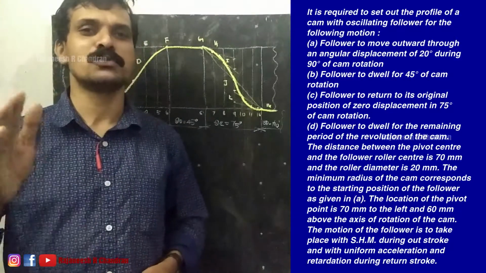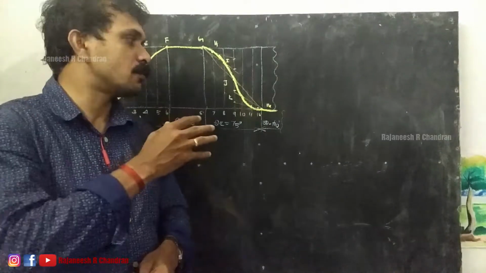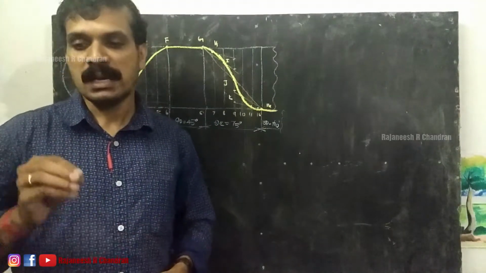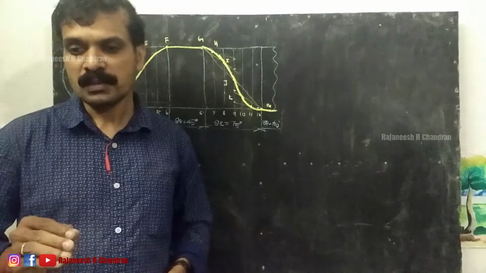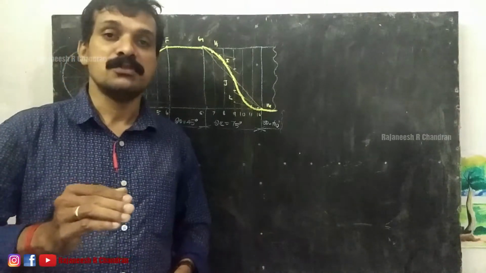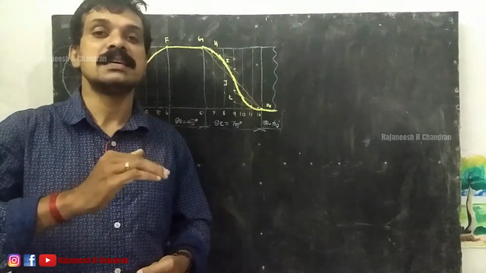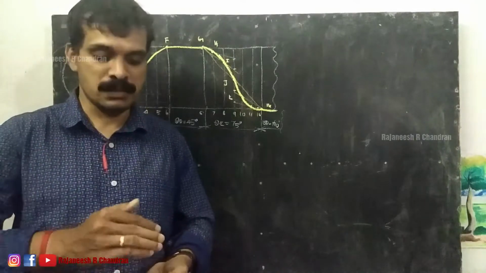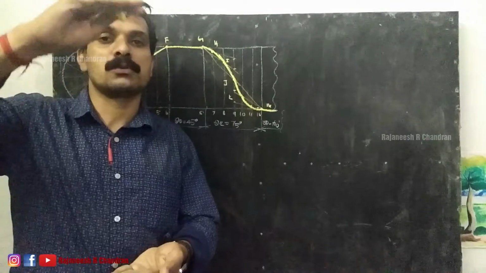So there is a lot of data. Leave those. We can take only the data required for constructing the displacement diagram now. It is given that it is an oscillating follower. See, when it is a reciprocating follower, we will be given the stroke length. That means the follower moves upwards through a particular height.